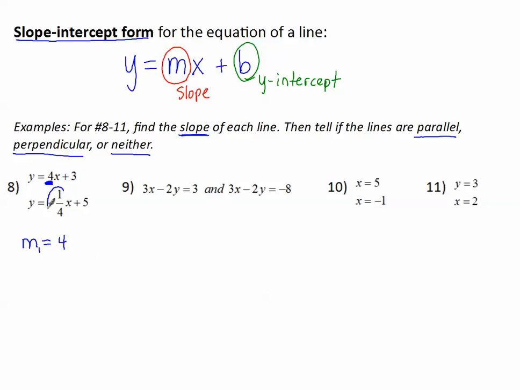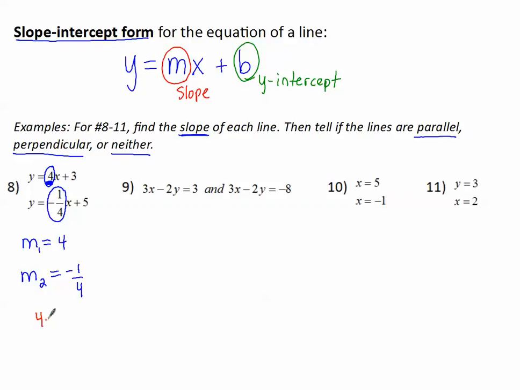The next one, here's the slope in front of the x. Just like this one, just in front of the x. That's all I'm looking at. This one, the second slope, is negative 1 over 4. So I found the slopes. What do these slopes tell me?